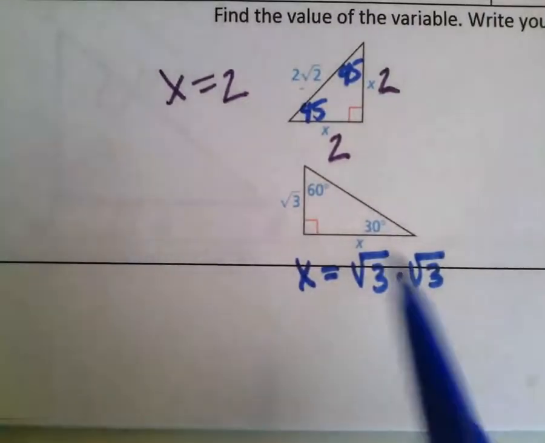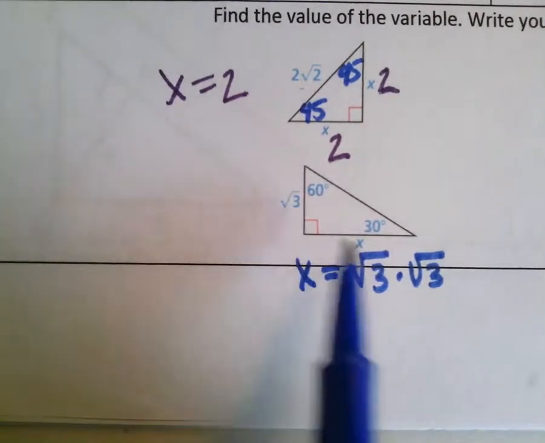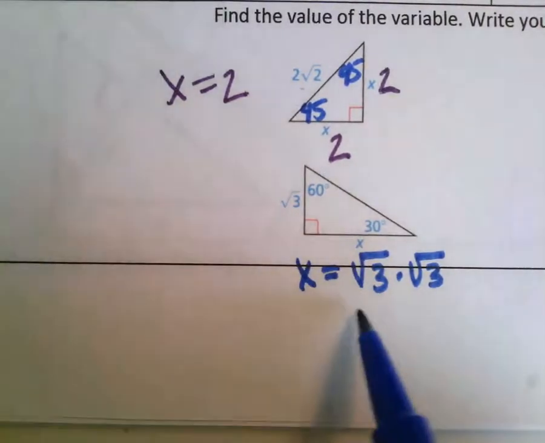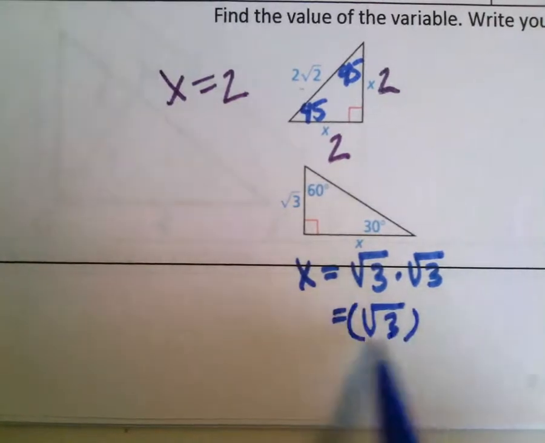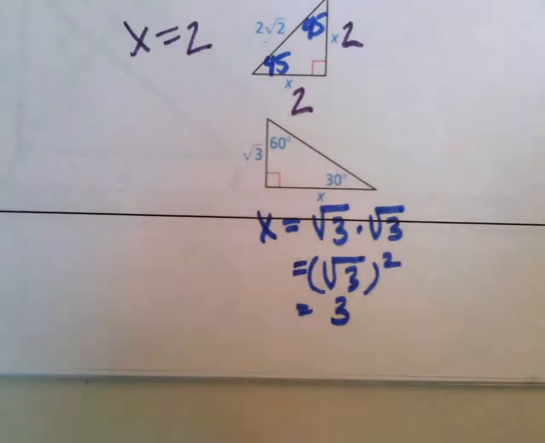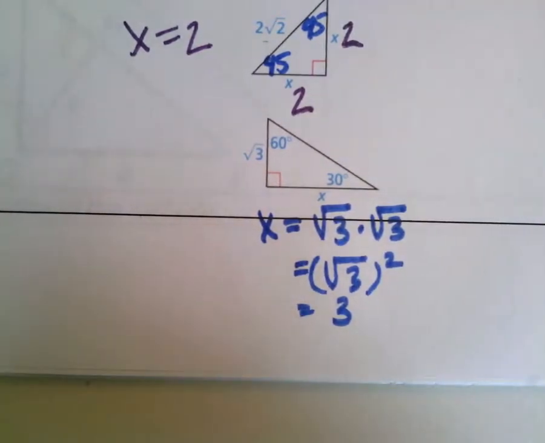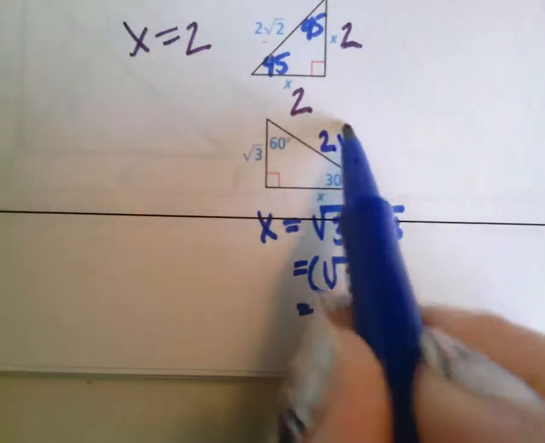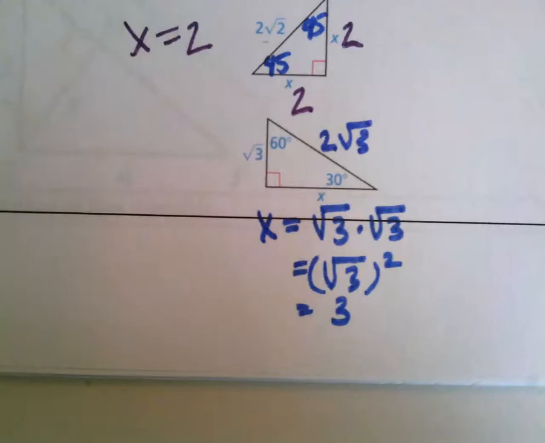That's a little better. Okay, so whatever that number is here times the square root of 3. So again, that's just 3. Okay, so x is just 3. It didn't ask me to find the other one, but it would be 2 root 3, because you're going to multiply it by 2.